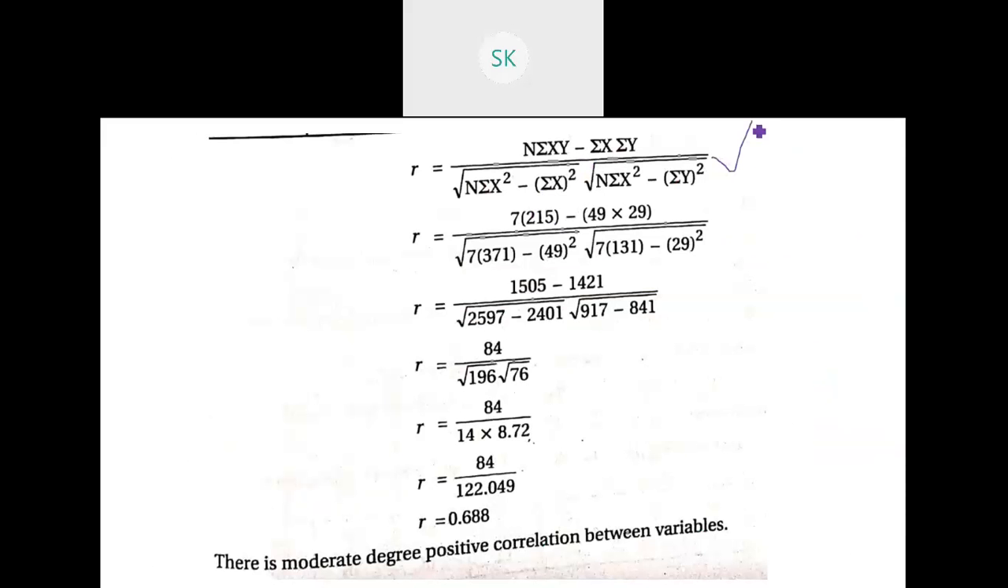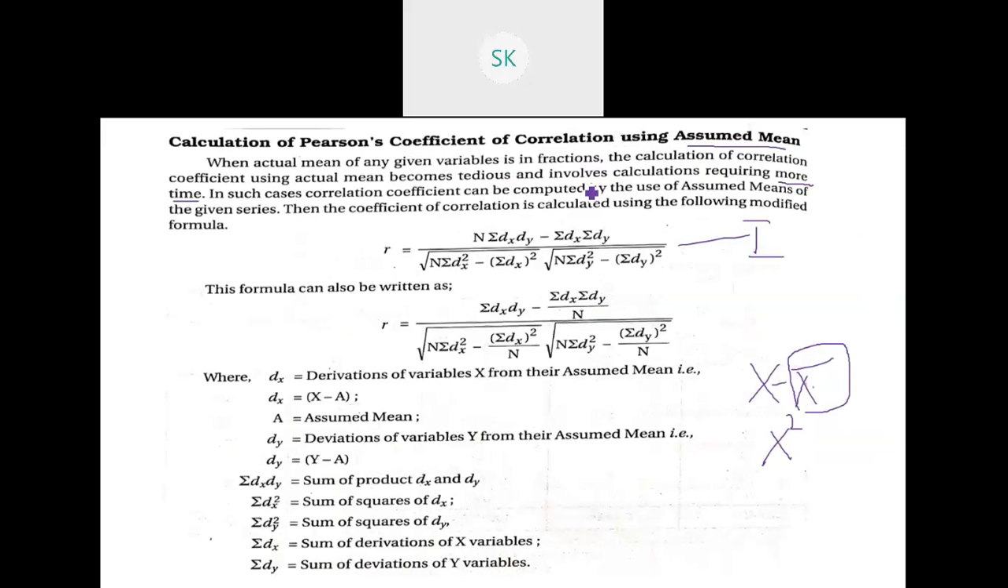Now what we used here in solving is very similar to look at, just the notations are different. So you have n into sigma dx dy minus sigma dx into sigma dy whole divided by square root of n into sigma dx square minus sigma dx whole square, again into square root of n sigma dy square minus sigma dy whole square. You can also write this formula in another way. That is what they have given here.